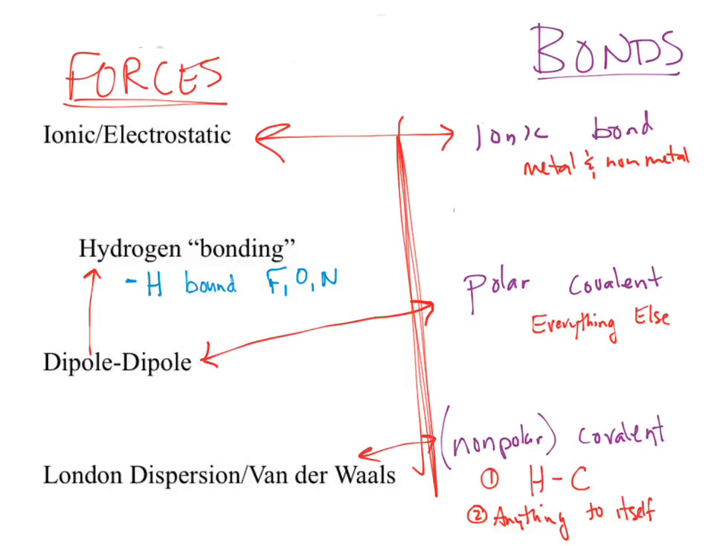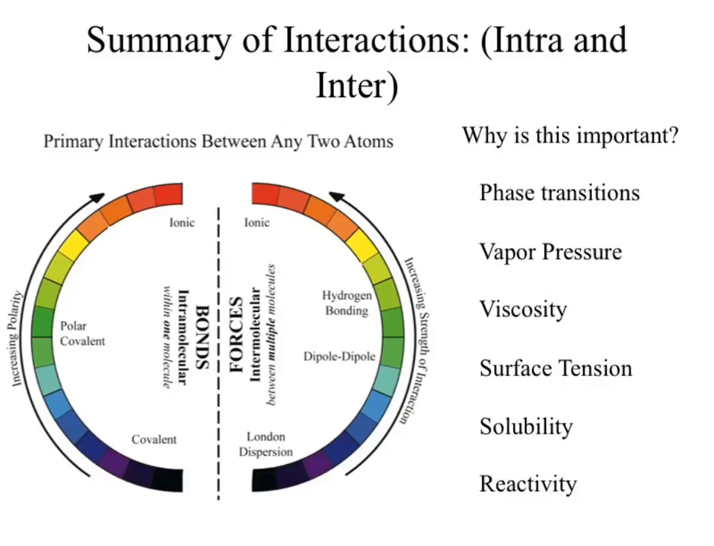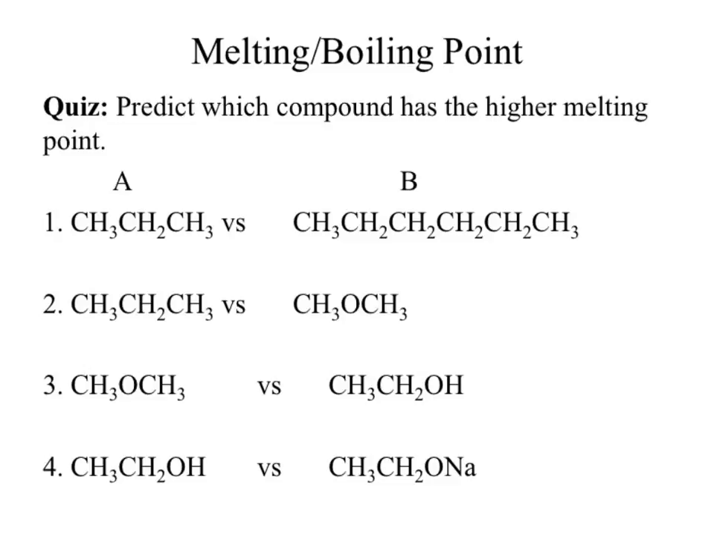Which is our strongest force? Ionic. Our weakest force? London dispersion. When we move to our melting points, a higher melting point means a stronger force, which necessarily means more energy, which I would actually put higher up on that category. So we'll just say more E up there.